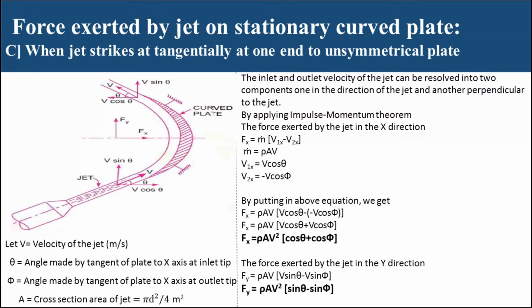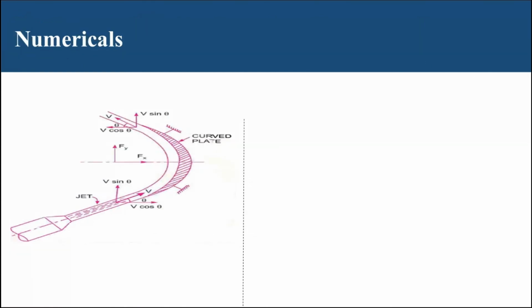Okay. So remember Fx equals rho a v square (cos theta plus cos phi), and the force exerted by the jet in y direction for the unsymmetrical plate case is Fy equals rho a v square (sin theta minus sin phi). Okay, so we will see one numerical.